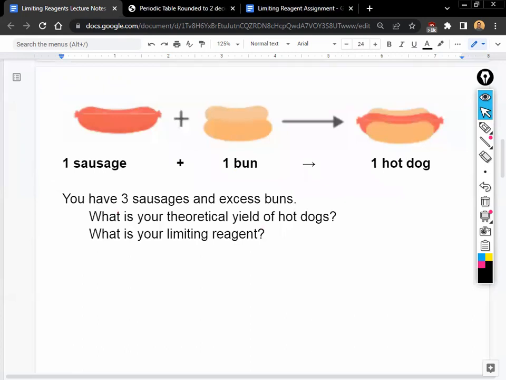It's just here to help us understand. Okay, so we have a chemical reaction for a hot dog. Pretty easy to make one, right? You get one sausage, one bun, and you get a hot dog. Probably not the best tasting one. You need some condiments on there, but this is a general outline.